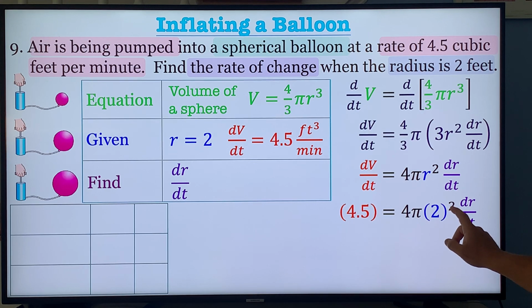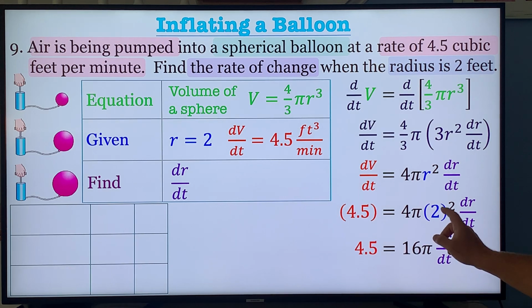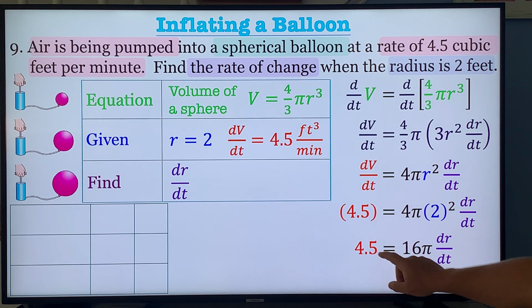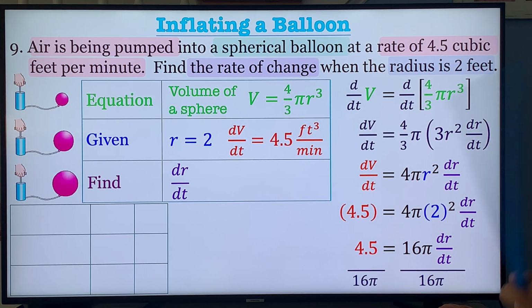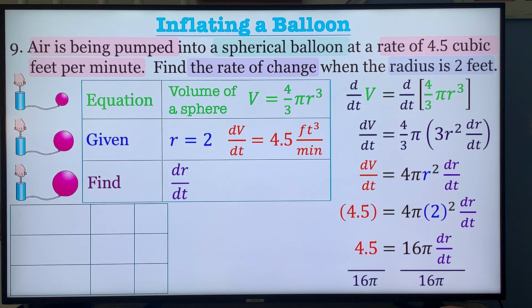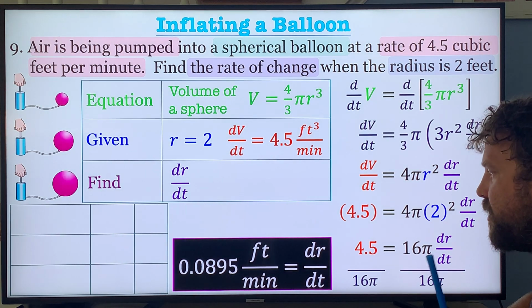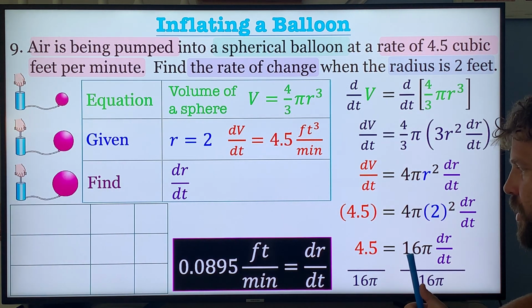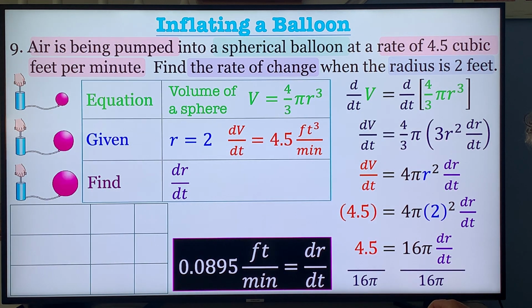4 pi times 2 squared dr/dt. 2 squared is 4. 4 times 4 is 16 pi. 4.5 equals 16 pi dr/dt. Divide both sides by 16 pi. Now, when you divide something by 16 pi, you do 4.5 divided by, open parentheses, 16 pi, close parentheses. If you don't put it in parentheses, it's going to mess up your answer. So you should get 0.0895 feet per minute, and that is your dr/dt. Or you can say 8.95 times 10 to the negative 2 feet per minute. If you got this wrong, you probably didn't put your 16 pi in parentheses.